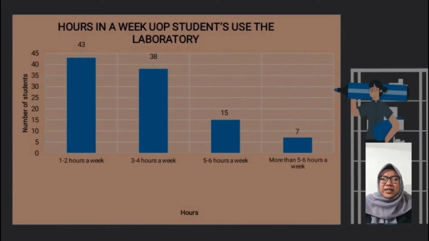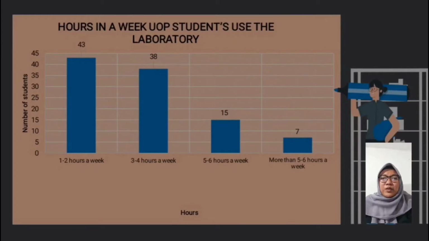Based on the graph, the largest percentage of Ungku Omar Polytechnic students, which is 43% or just under a half of the students, use the laboratory for 1 to 2 hours a week. The second largest, 38% or more than a third, use the laboratory 3 to 4 hours a week. As a whole, 50% or just under a fifth of the students use the laboratory 5 to 6 hours a week. And those who use the laboratory more than 5 to 6 hours a week were the minority, only 7% or under a tenth.